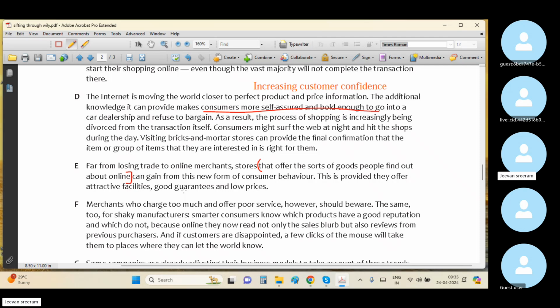Retailers won't be considered online, no? Here, stores. Is it clear? So this is the additional information about stores. What kind of stores are they? The stores which offer the same sort of goods that people search for online, right? Attractive facilities, good guarantees, and low prices. If any offline store is ready to provide attractive facilities, good guarantees, and low prices, what people find out online can also get benefited.